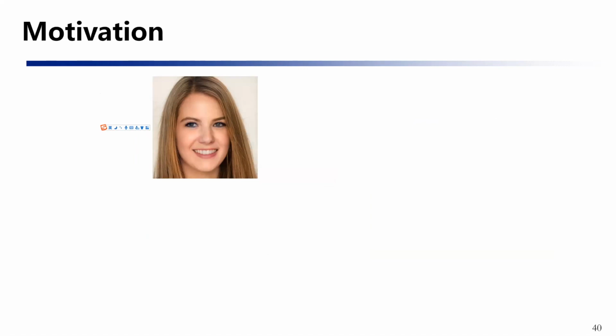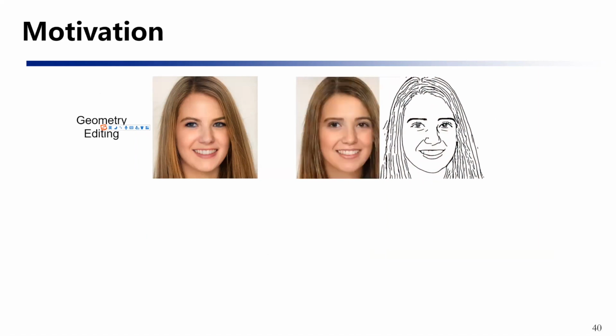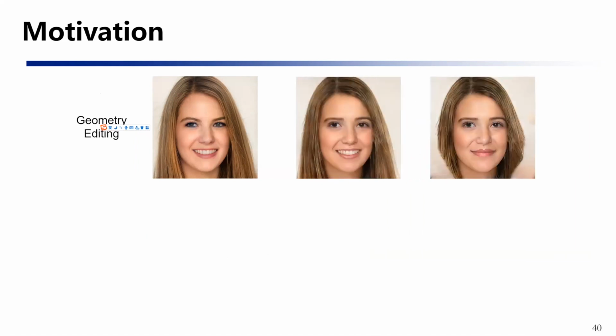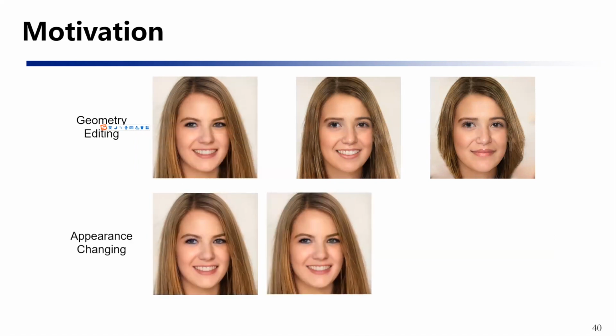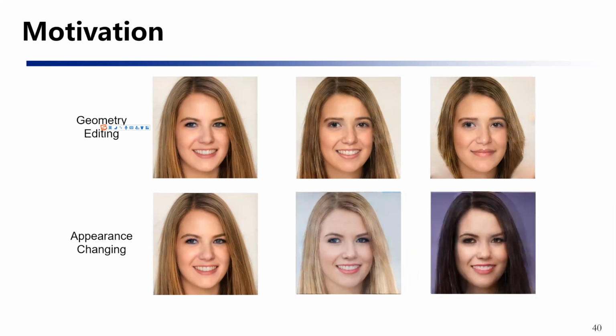In this method, firstly, we disentangle the geometry and the appearance of the real images. This method could edit the detailed geometry of the real image using the sketches. Meanwhile, we could change the appearance of the real images based on the reference images. Like in the second row of the results, we could change the appearance by some reference images.